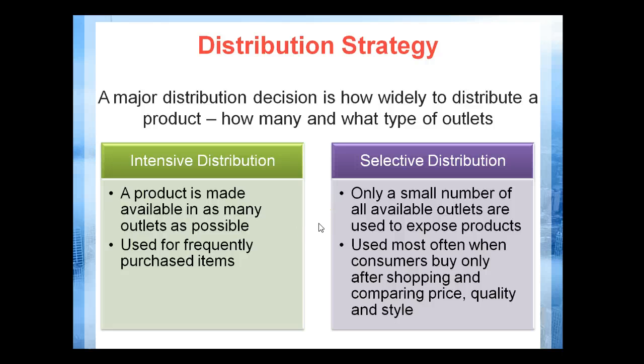So intensive distribution is going to be made available to as many outlets as possible, used frequently for convenience purchase items. Now, selective distribution is going to use only a small number of outlets to expose the products, and it's used often when consumers buy only after shopping and comparing price, quality, and style. Selective distribution happens with hair care products, with different products that you don't normally have to use every single day or that you don't need often.